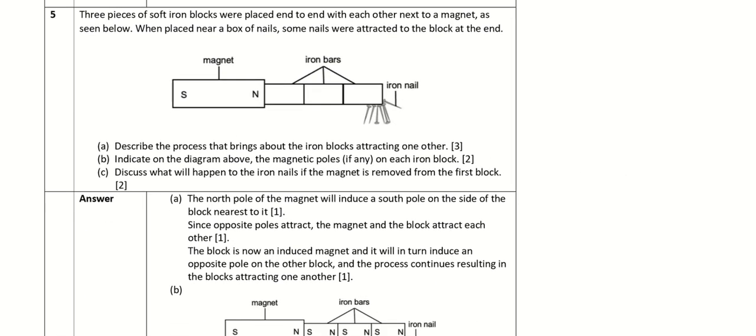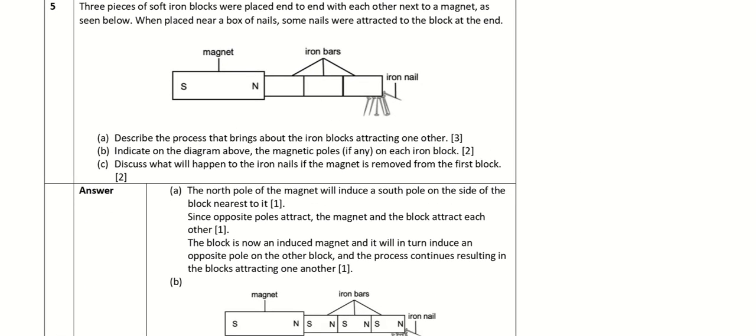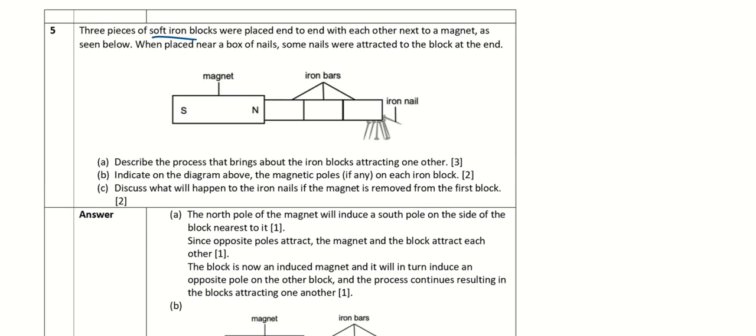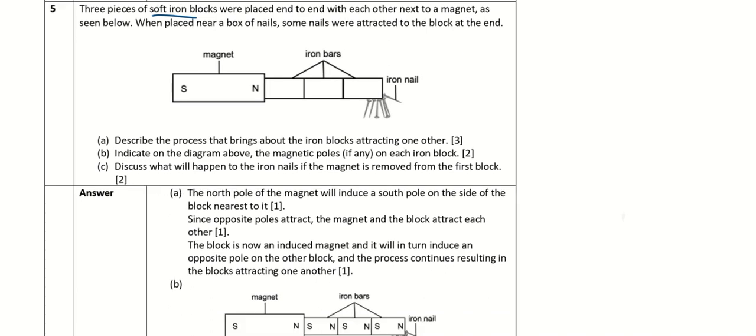Okay, 3 pieces of soft iron blocks. So they are soft iron. That means they are temporary magnets. They can be made into temporary magnets. They are soft magnetic materials. They are placed end to end with each other next to a magnet. Okay, when placed near a box of nails, some nails were attracted at the end of the block.